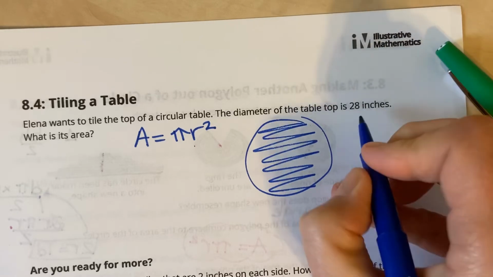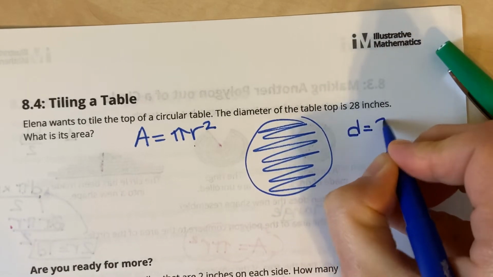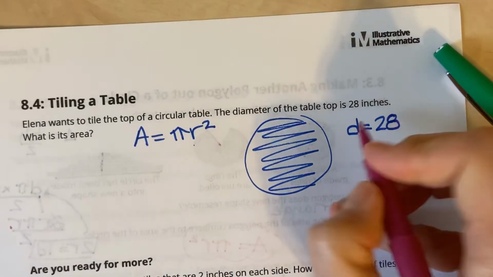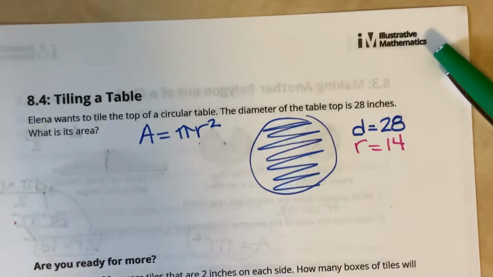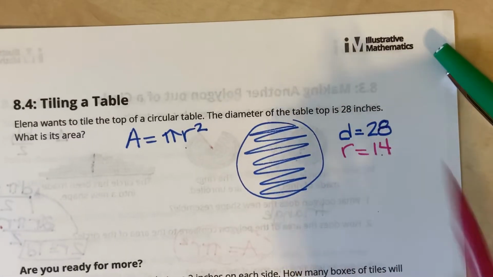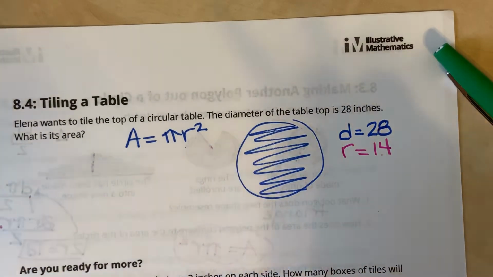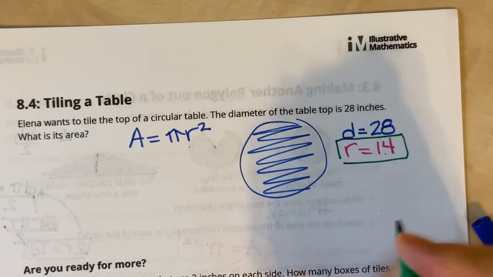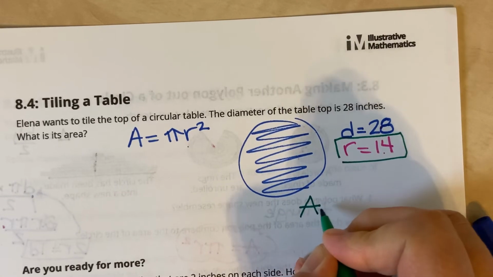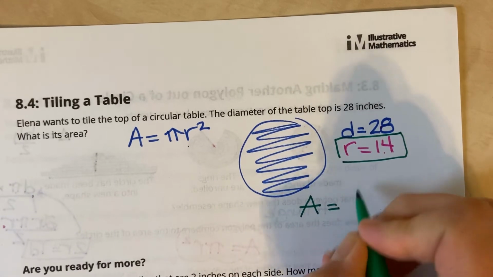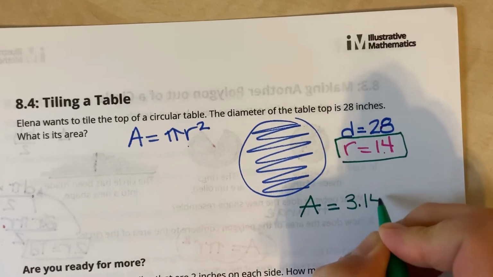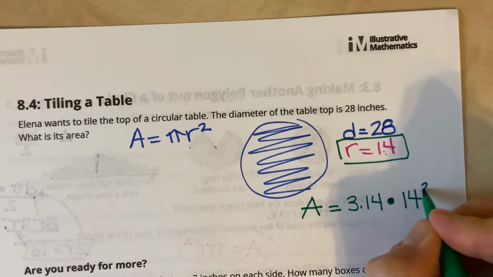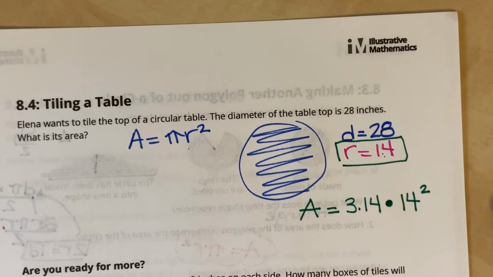What it's telling me in the directions is that the diameter is 28, which means the radius is 14. Right? Because 2 radiuses make 1 diameter. So I take my diameter divided by 2. Now I'm just going to put this into my formula. I'm going to take this radius and I'm going to say, well, the area of that circle is pi, we're going to use 3.14, times my radius squared times itself. I'm going to follow order of operations.